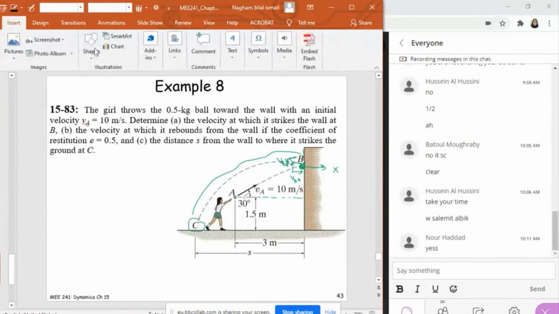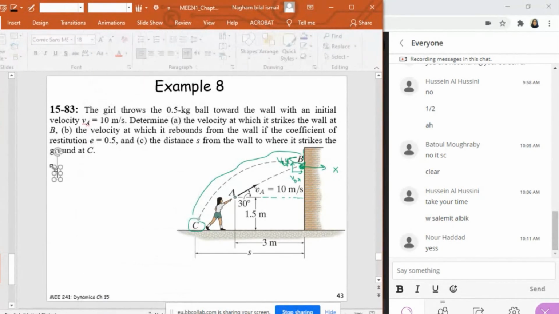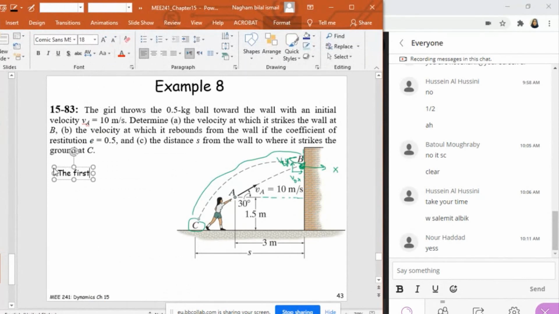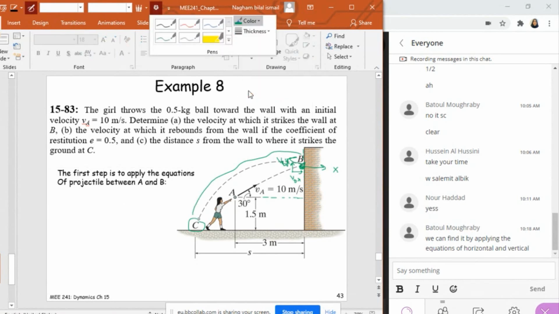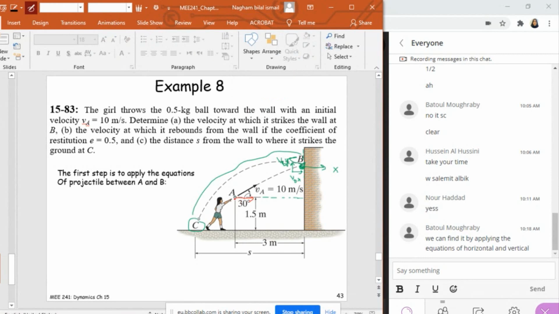Okay, so the first step here is to apply the equations of projectile between what and what? Between A and B, right? Of course, in the horizontal and vertical directions, right? What are my inputs? I have to first take the reference. So I'm going to take this A as my reference. Of course, you can change it. It's up to you.